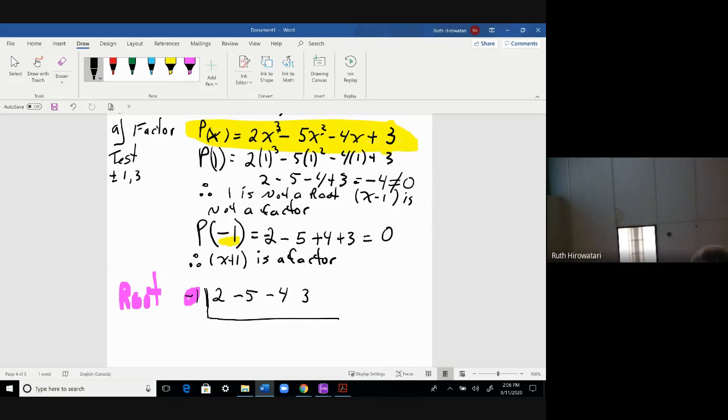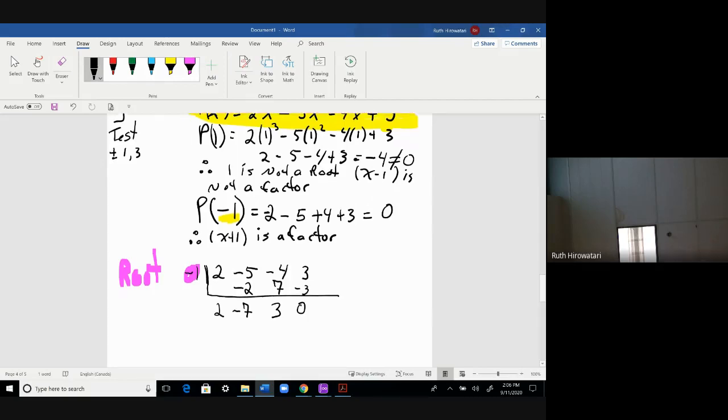Remember synthetic division. Start by bringing down the 2. Then you take this 2 and you multiply it by -1, like so. You add these together and you get -7. You take the -7 and you multiply it by -1 and you get +7. You write it there. You add these together. -4 plus 7 gives me 3. 3 times -1 gives me -3. Add these together, I get 0.